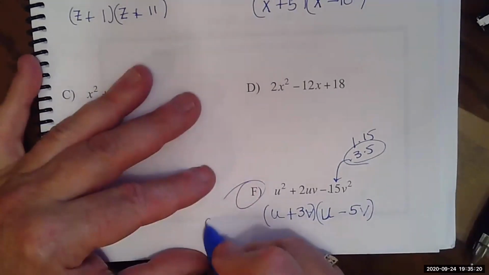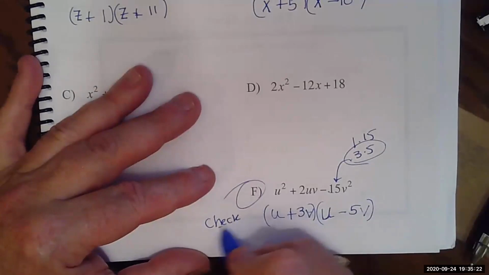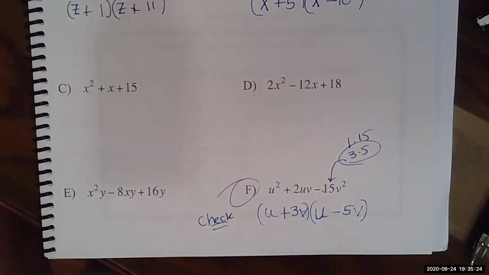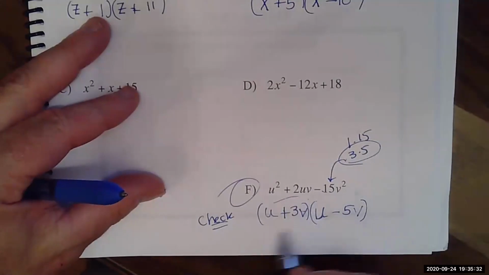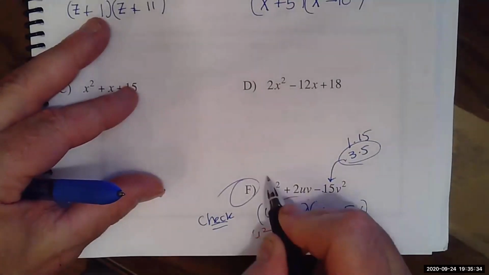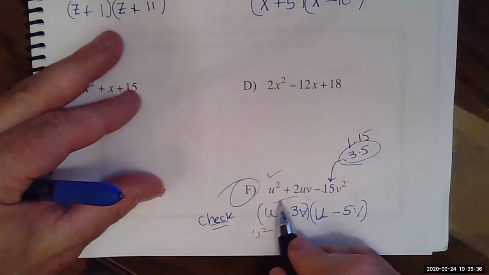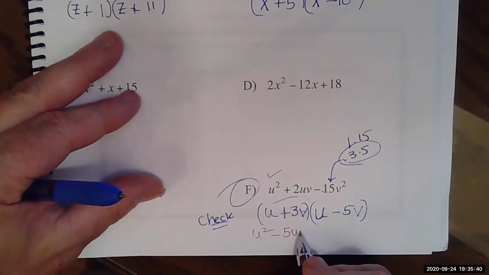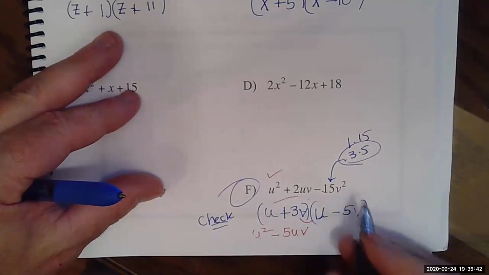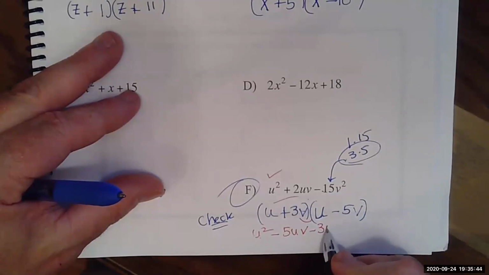So now this is what I would suggest that you guys do on your first go at these. Check your work. Don't just trust that, hey, I think that's it, without checking it, at least the first few. So do FOIL, that's u squared. Okay, check, u squared. Okay, outside, that's minus 5uv. Inside is negative 3uv.